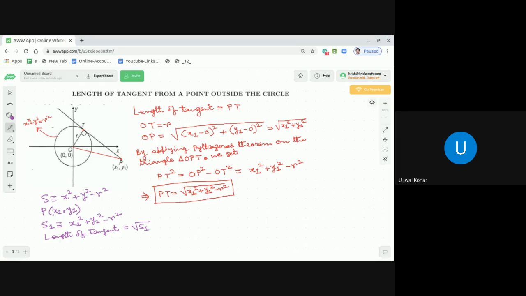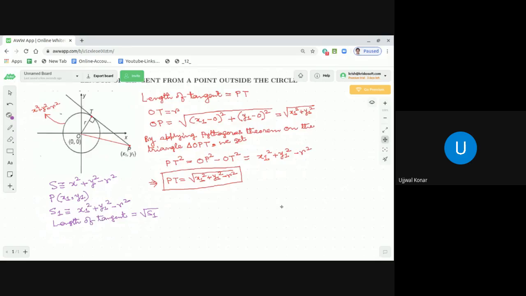That is a symbolic representation of the expression as S, and the point is x1, y1. Then you find the value of the expression S when x is replaced by x1 and y is replaced by y1. That means S1 is actually x1 square plus y1 square minus r square. Whatever value you get, make it positive, take the square root of it, and you will get the length of the tangent.